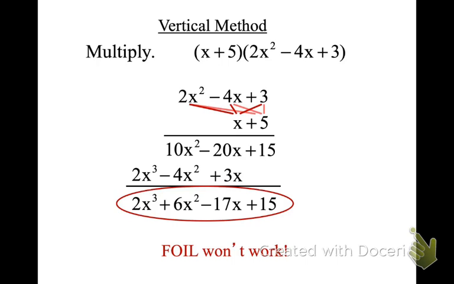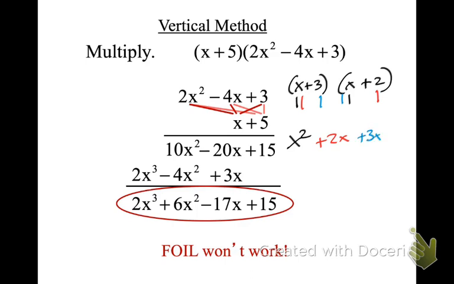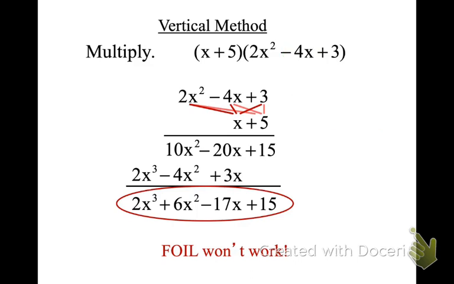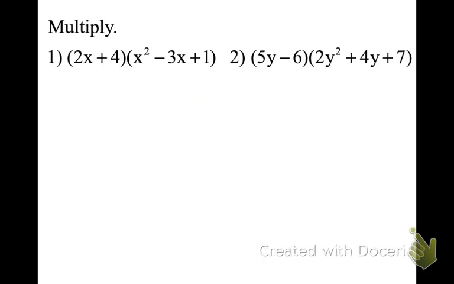The reason why we don't FOIL it is because we can't. What does FOIL stand for? First, outside, inside, last. What it stands for is multiplying the first terms, the outside terms, that's plus 2x, the inside terms, that's plus 3x, and then last terms, which is 3 times 2 is plus 6. We can't do it because you've got that middle term. So that's why we don't really refer to it as FOIL. Okay?